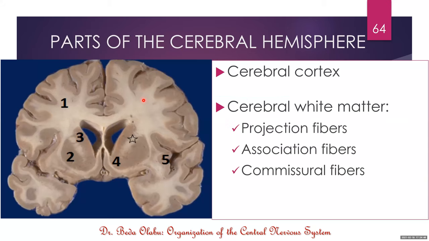Then the inner white matter, you can just call the cerebral white matter. So this is the cerebral white matter. Last time we talked about cerebral white matter as having this type of fibers. White matter contains axons of neurons, and there are different types of fibers: projection fibers, association fibers, and commissural fibers.